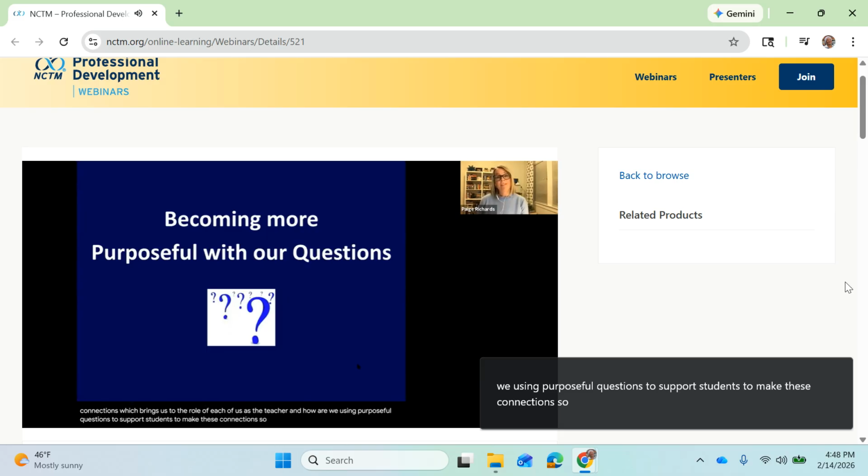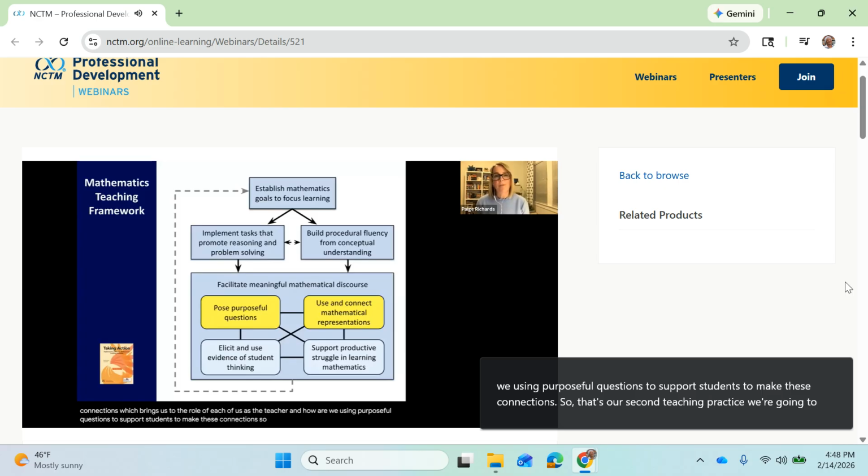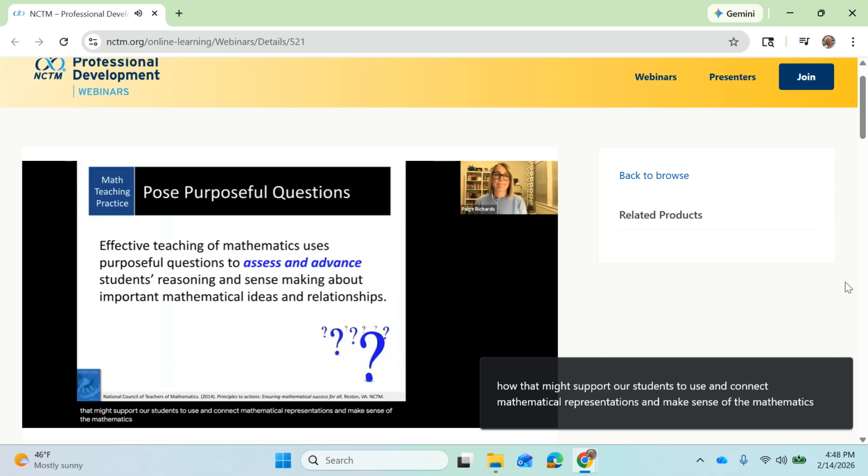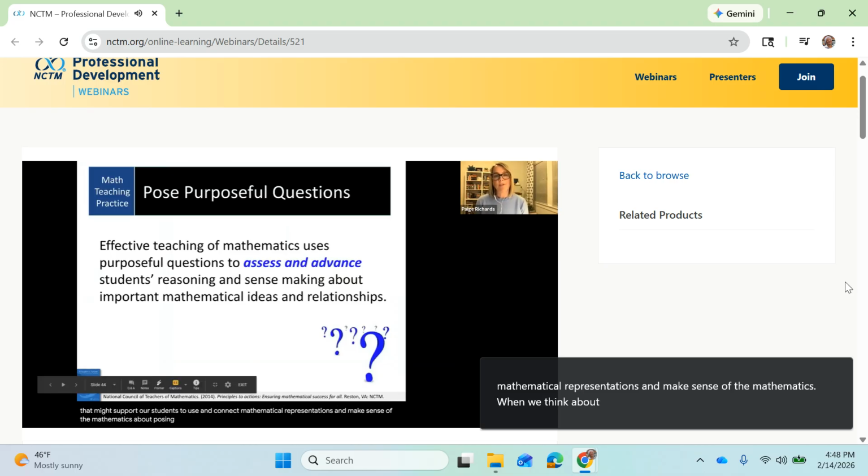So that's our second teaching practice we're going to focus on tonight. And so we're grounding ourselves back in this framework and pose purposeful questions. We're going to consider how that might support our students to use and connect mathematical representations and make sense of the mathematics. When we think about posing purposeful questions, we want to be posing questions that also help us assess what students know and also advance their thinking forward.